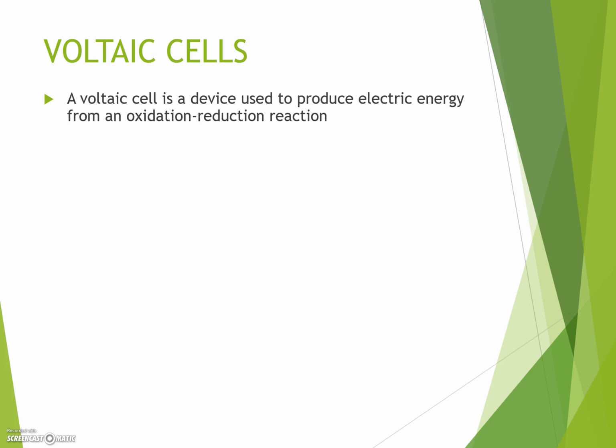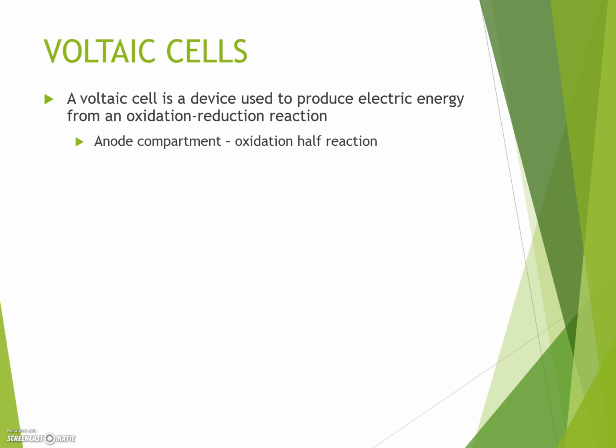And the way that a voltaic cell works is that the oxidation half reaction will be separated into one compartment. The reduction half reaction will be separated into a different compartment, and then the two compartments will be connected by a wire. In the one compartment, the oxidation half reaction is going to take place, and electrons are going to be generated. They're going to flow to the other compartment where the reduction half reaction is going to take place. And the flow of electrons is what produces an electric current.